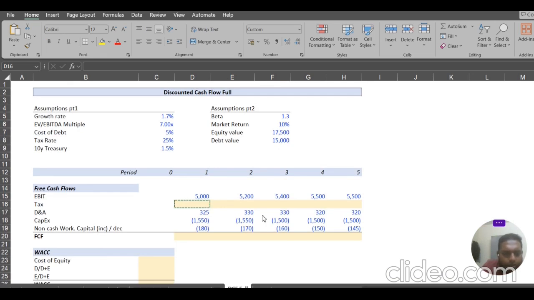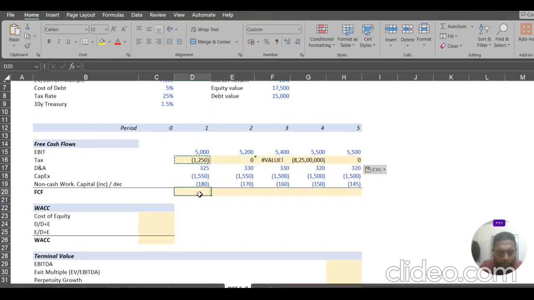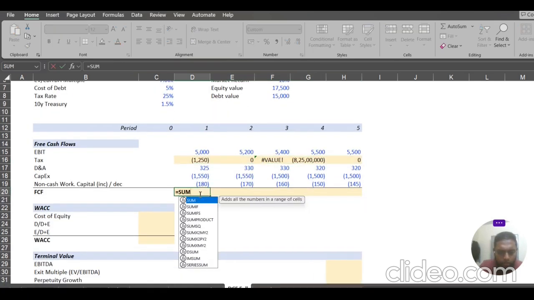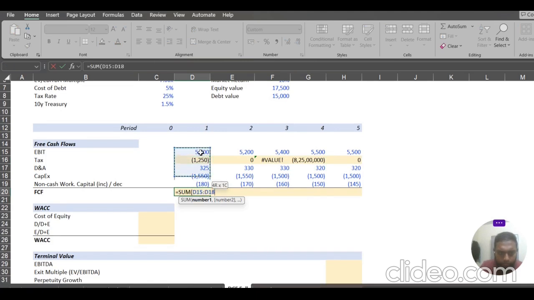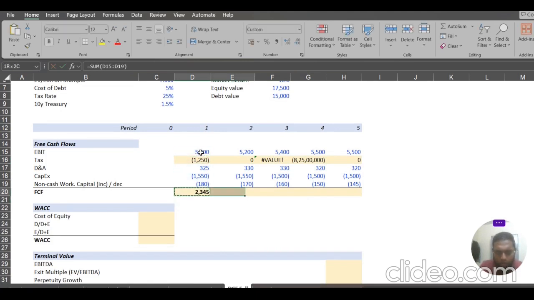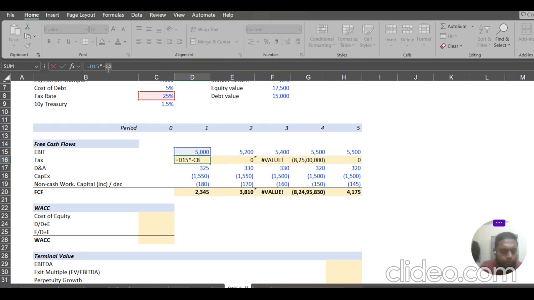So first we will find the tax, which is equal to EBIT into the tax rate. We'll drag this across. We'll find the total. So sum, equals, sorry, to reference this, we'll drag it across.